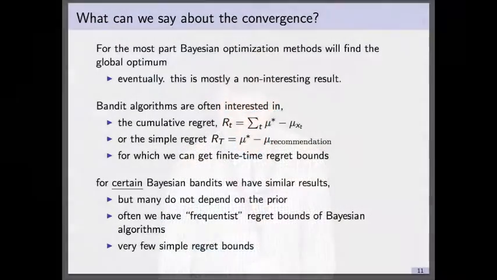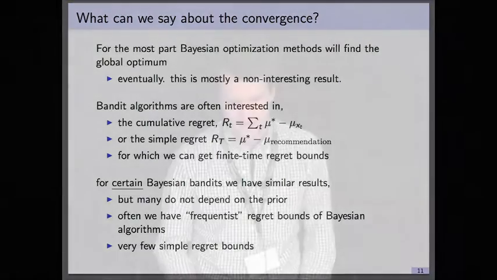And I'll skip over this, but there are some things we can say about the convergence of these methods. You can definitely say that eventually a Bayesian optimization method will converge to the truth, but that's really not an interesting result because it's purely asymptotic. Bandit algorithms have similar things that they can say, and there are some things you can say about Bayesian bandits and Bayesian optimization methods, but definitely there's some more work that needs to be done there.